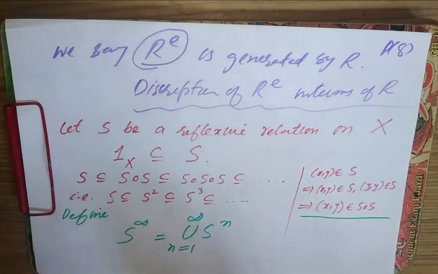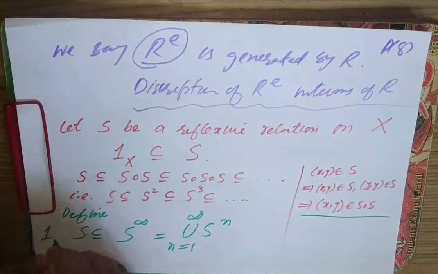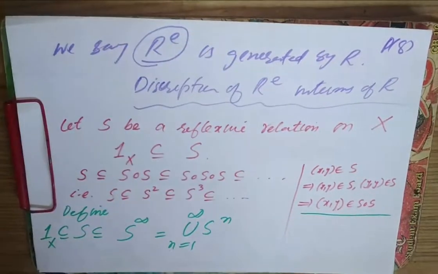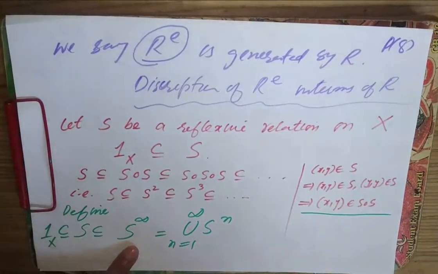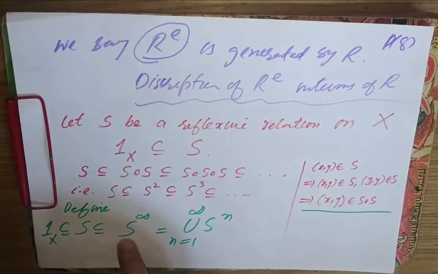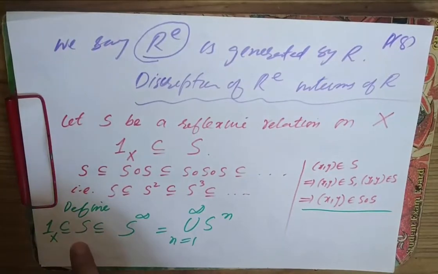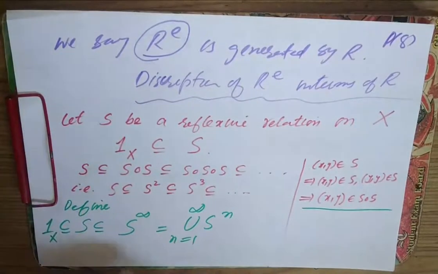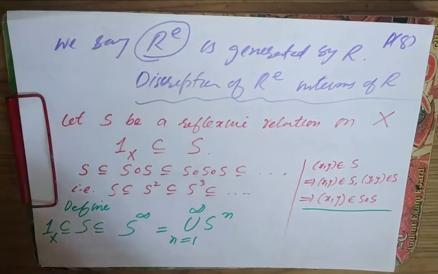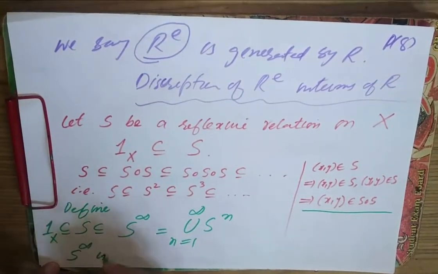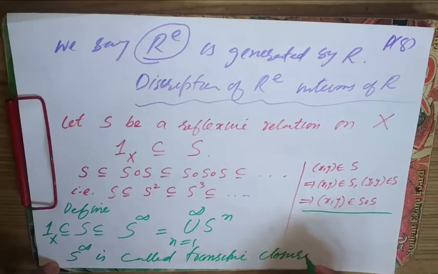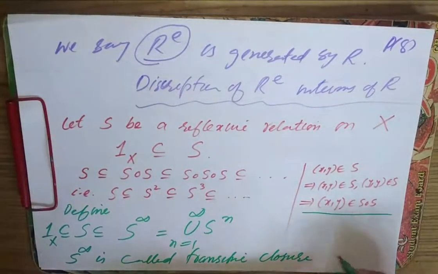So obviously S is a subset of S infinity. That means I_X is a subset of S, and S is a subset of S infinity, because it is the union of all these things. So S infinity is reflexive, that's trivial because it contains I_X. But it's also transitive, that's important. This relation is a transitive relation on X containing S. And not only transitive, it is the smallest transitive relation on X containing S. That's why we call it a transitive closure. So this S infinity is called the transitive closure of the relation S.